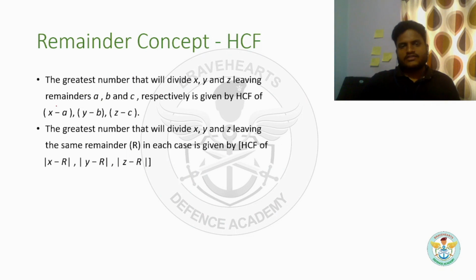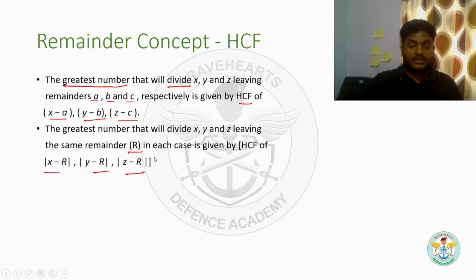Very similar to that, we have the remainder concept for our HCF. As I pointed out, the trick will be greatest number, and the one more clue will be divides. If we get different remainders, then we have to subtract those remainders from the numbers, then we find out the HCF. If the remainder is same, then we have to subtract that same remainder from the numbers, and we have to find the HCF. I'll solve one more question, you'll understand. Pause it. If you are writing it, pause it, then write the thing, then we can move further.